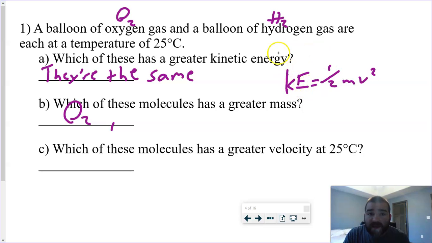Right? Because again, here's the initial conclusion. The initial conclusion is, what's the kinetic energy? Well, they're at the same temp. They must be the same. Their masses are different. Oxygen is heavier. So oxygen must be going slower. Hydrogen must be going faster. Okay? This is a huge, huge takeaway. And sorry, let me answer my question here. Which of these is greater velocity? That would be hydrogen.